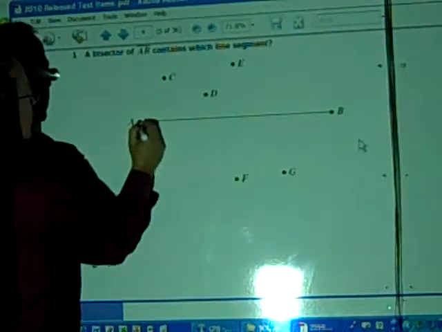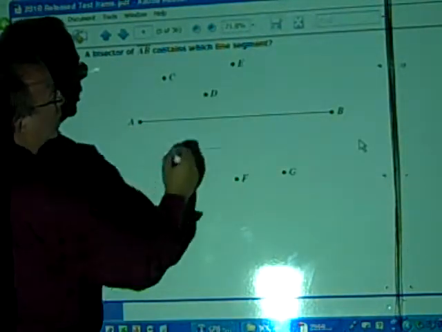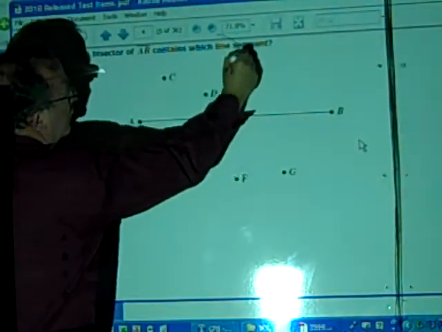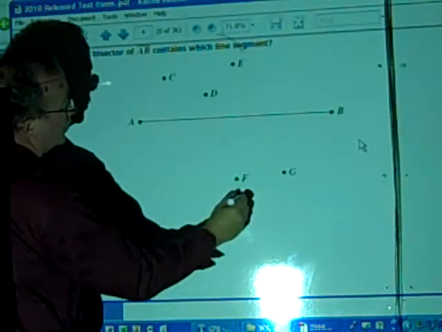So we need to bisect this. You're not going to do this by hand, you're going to use the tools. But since I don't have the tools, I'm just going to show you what it should look like. Okay, you're going to set your compass point here. You're going to make an arc above the line here. Without changing the compass point, you're going to make an arc below the line here.